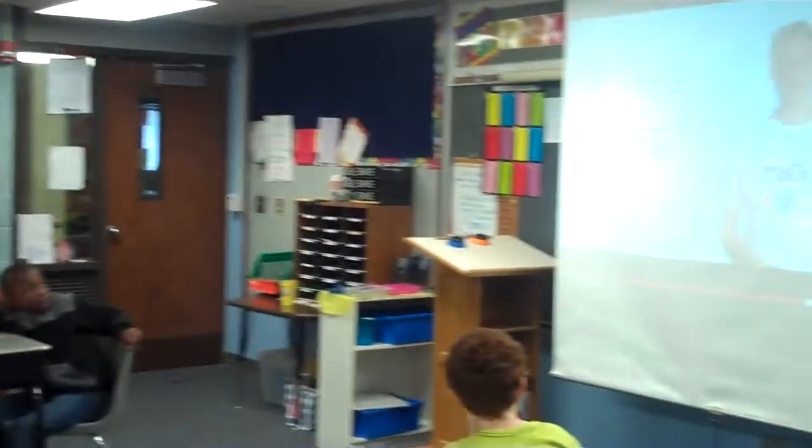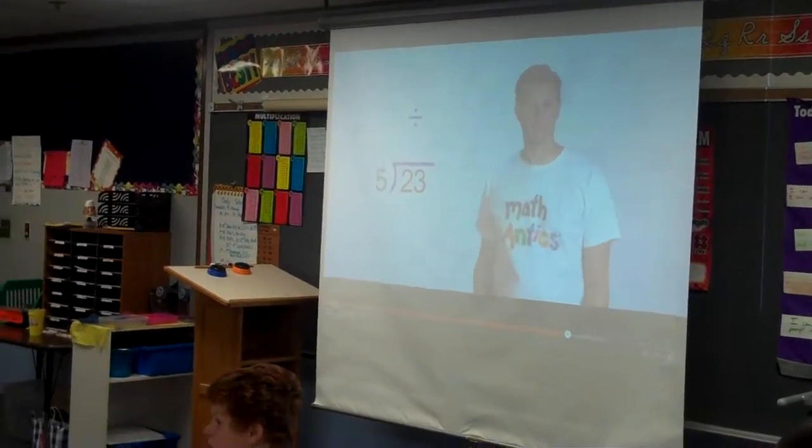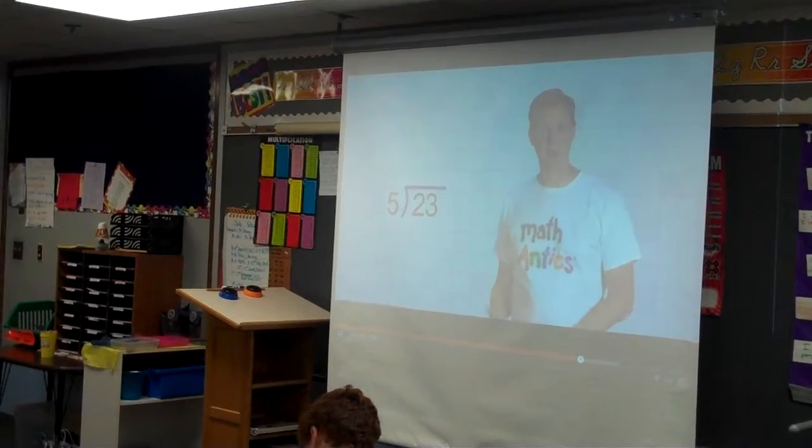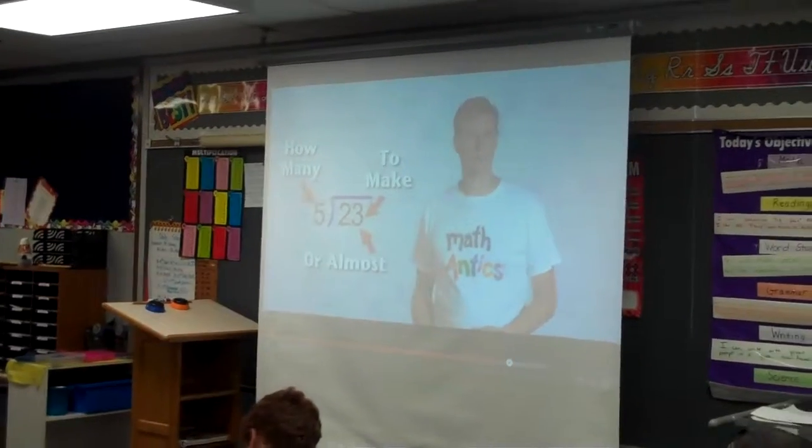We put it under the line. And the 5 is what we're... Fill that in right now. Our divisor. So it goes out front. 23 is the dividend. 5 is the divisor. How many 5s will it take to make 23 or almost 23?